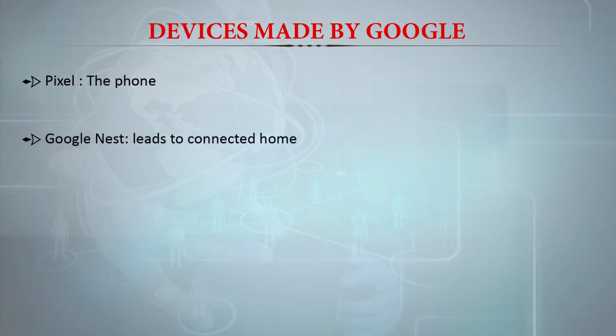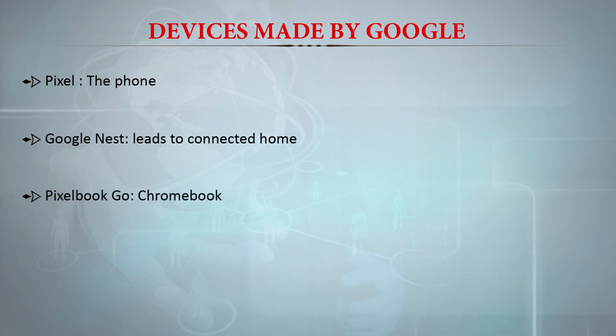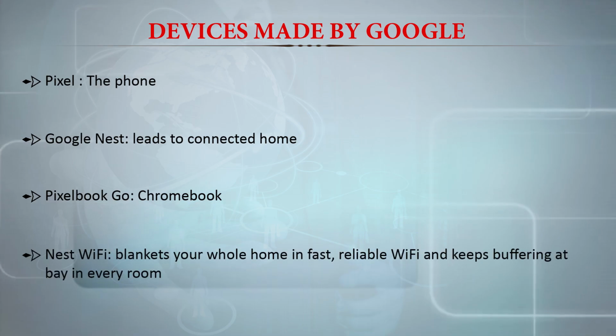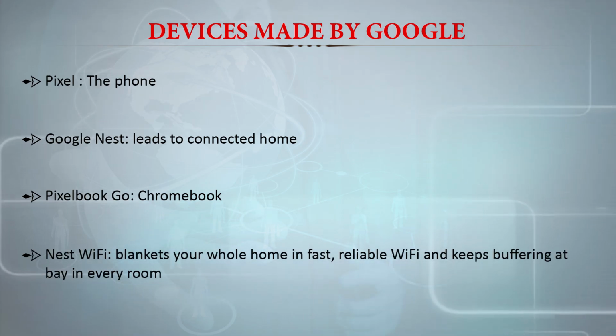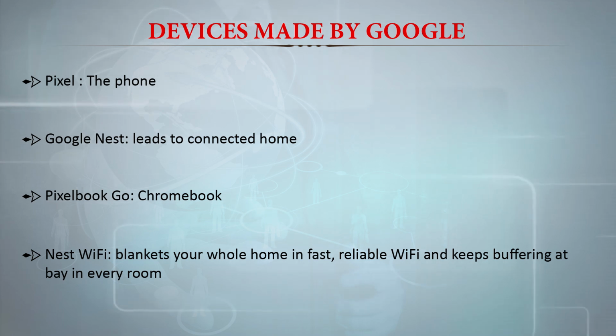Then you have Google Nest, which leads to a connected home. Then we have the Pixel Book Go, which is a Chromebook. Then we have Nest Wi-Fi, which blankets your whole home in fast, reliable Wi-Fi and keeps buffering at bay in every room. There are many other products which you can use anywhere, which we have already discussed. One is Android Auto, then the Android operating system, then Wear OS by Google, and apart from that we have Google Duo, Gmail and Google Chat also.